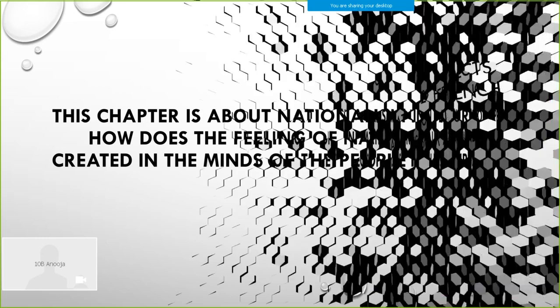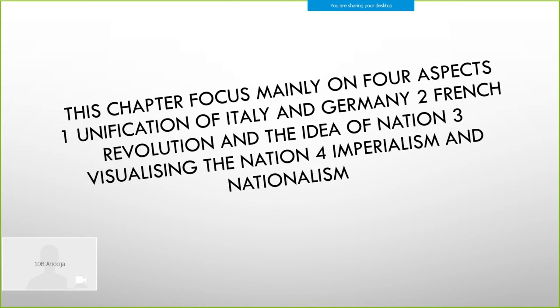And if you look at the feeling of nationalism, this chapter focuses on some more aspects. The first aspect is the unification of Italy and Germany. Italy and Germany were a patchwork of many small empires or small rulers, and how did this unification happen. In this chapter we are also discussing the second French Revolution, the first French Revolution that we discussed in the last chapter in class 9. And in this chapter we are visualizing the nations.